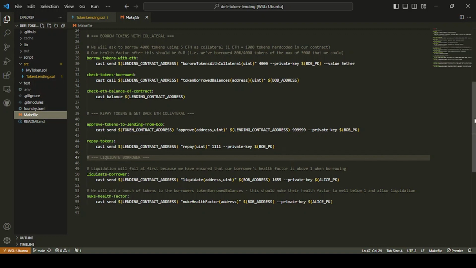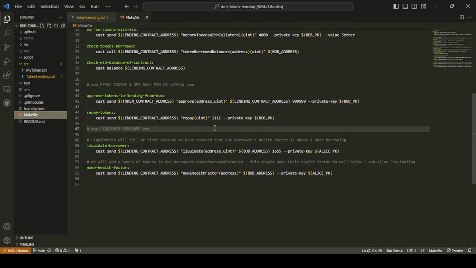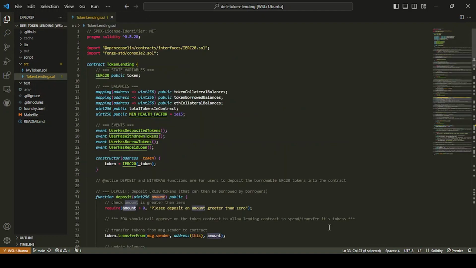And then at the end, we're going to try and perform a liquidation. Down here we have liquidate borrower, which won't work because they are actually over collateralized when they're taking the loan out. But then we have this nuke health factor, which will essentially drop the health factor so that they're then liquidatable. So I'm going to switch back over now and just go over the contract.